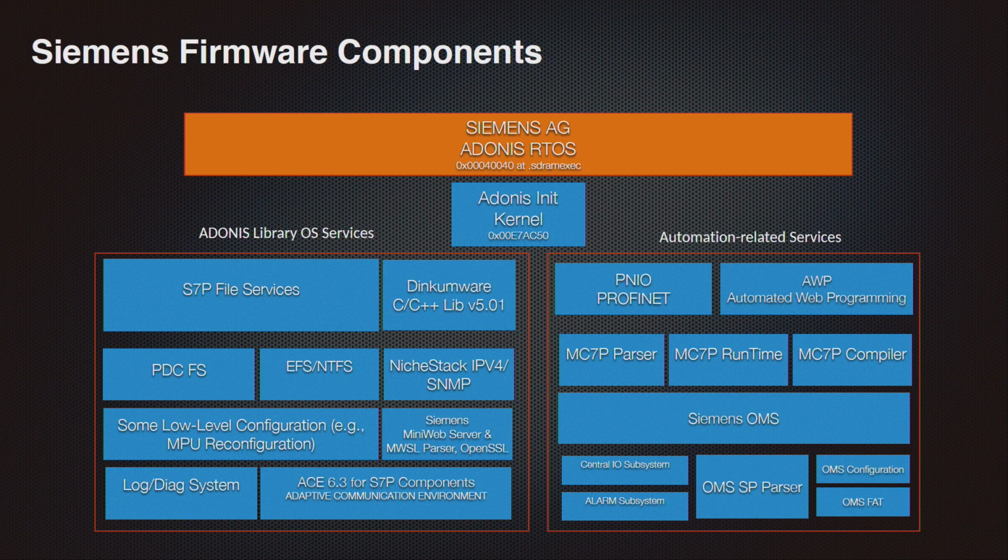On the right side, on the other hand, you can see that there is quite a lot of functionality which is related to automation processes, as we might expect. So for example, the MC7P parser, as well as runtime and compiler, is the runtime for the code that we can download onto the PLC, the ladder logic that we were talking about before. And also some other programming languages like the automated web programming, which also runs on the PLC.